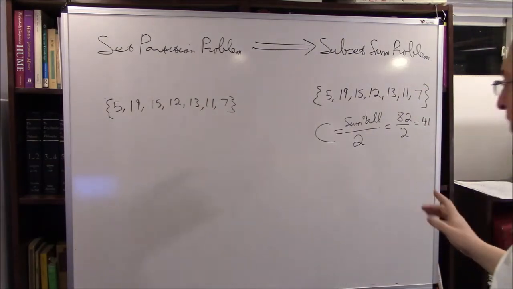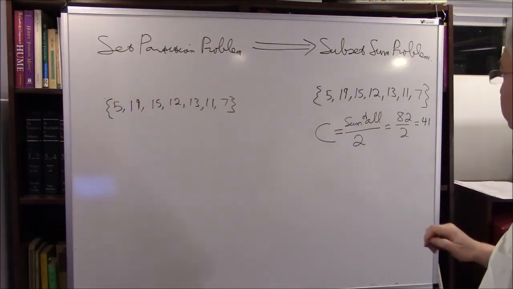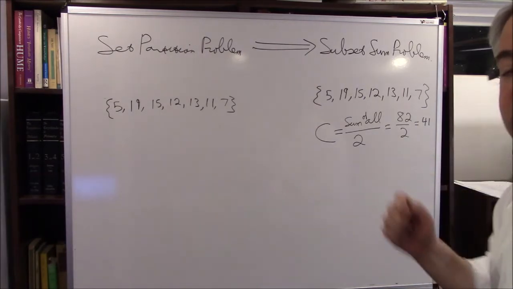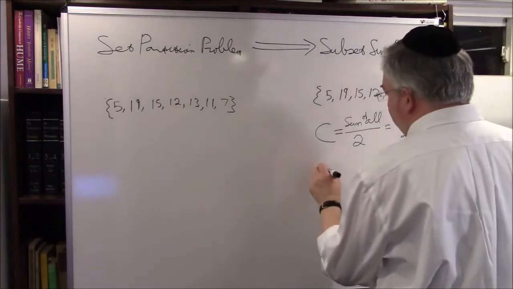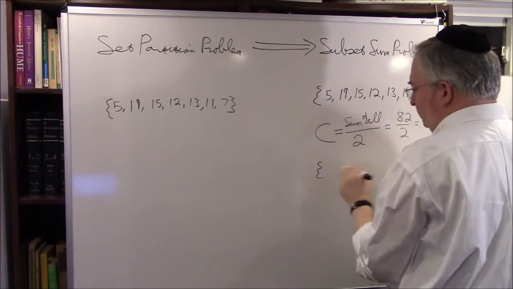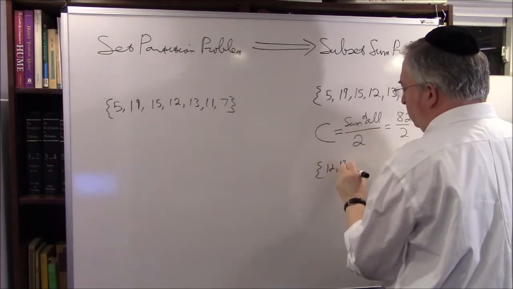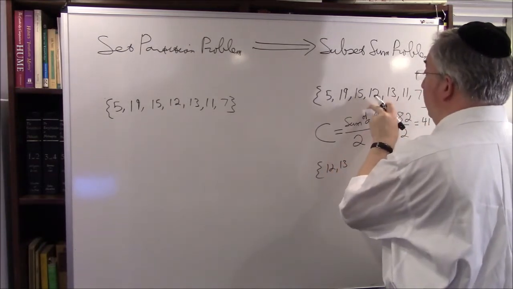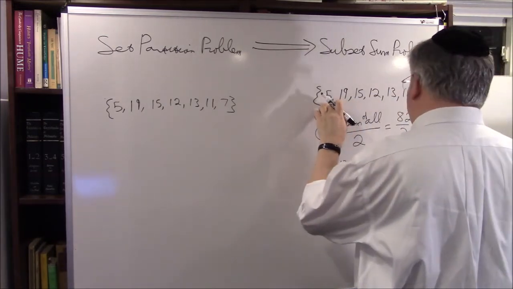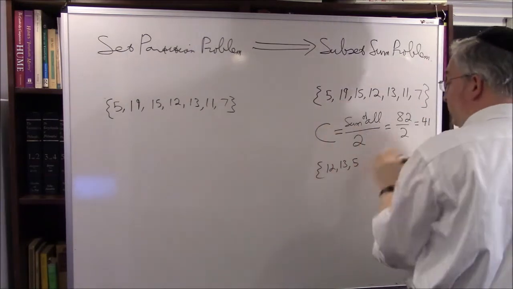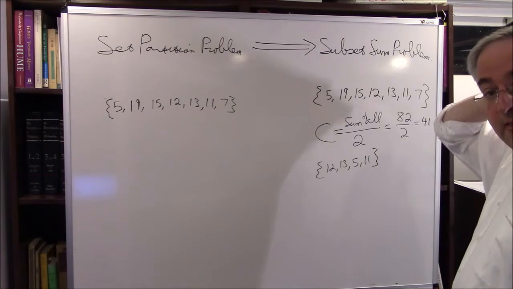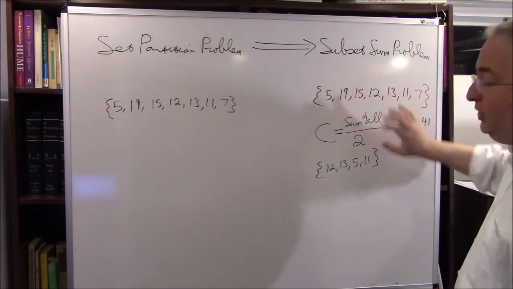Now you stare at it, stop the YouTube, stare at it, and you'll see the answer is yes. Let me give you the answer. You ready? Here's the subset. 12 plus 13 is 25, plus 5 is 30, plus 11 is 41. So the answer to this question is yes.